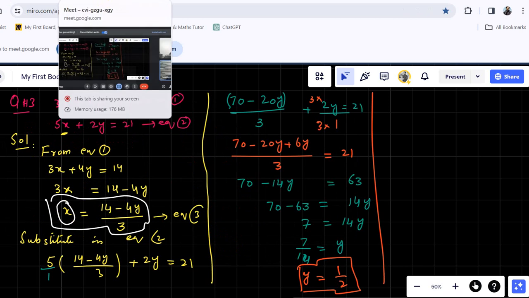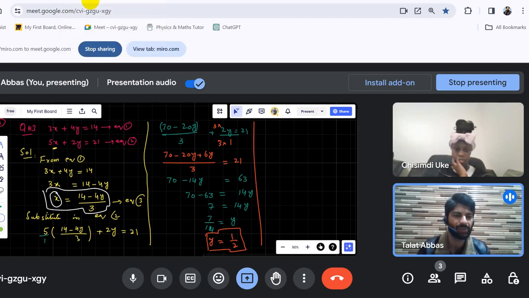We already did this. Just put the value. When you succeed in finding any of the variables, x or y, always try to put that in the third equation. It is not mandatory, but it is fruitful for you. It saves your time, it saves your space.